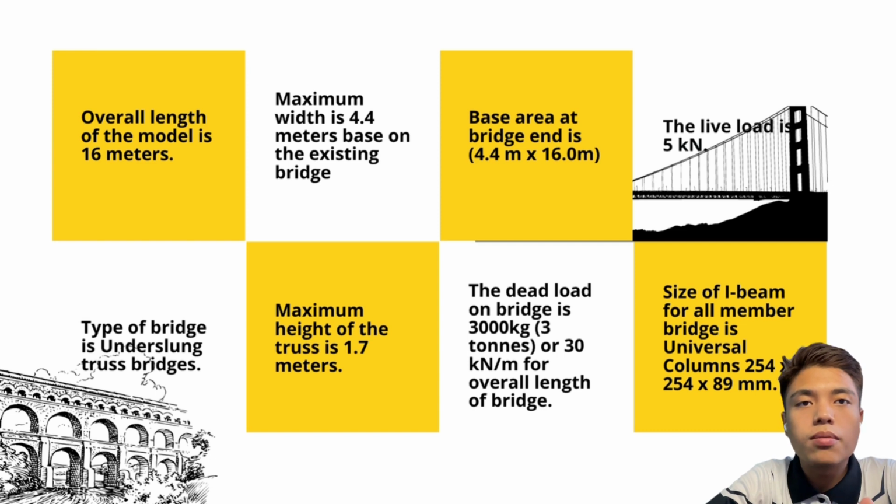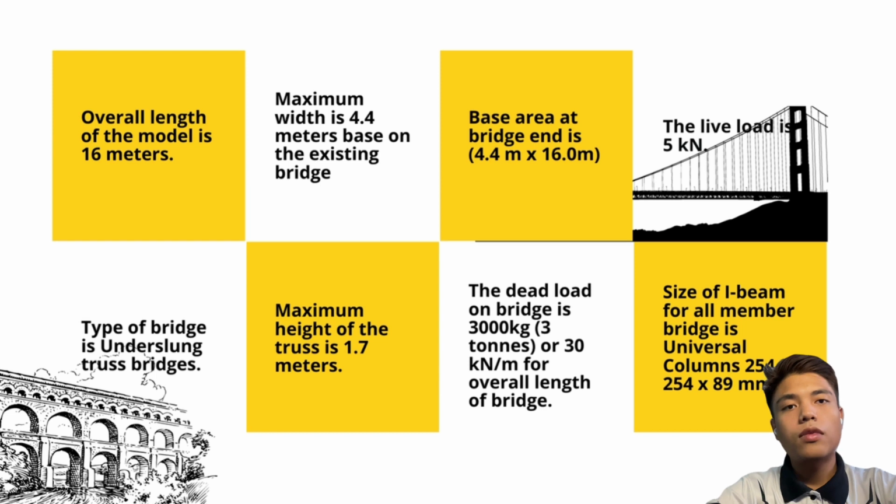The uniform distributed load on the bridge is 4,500 kilograms or 4.5 tons or 45 kilonewtons per meter for the overall length of the bridge. Size of I-beam for all members of the bridge is universal column 254 times 254 times 89 millimeters.